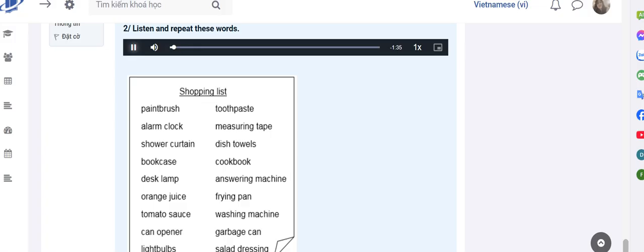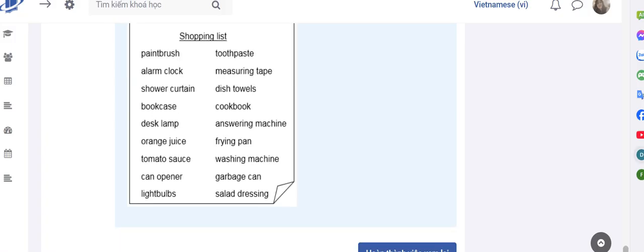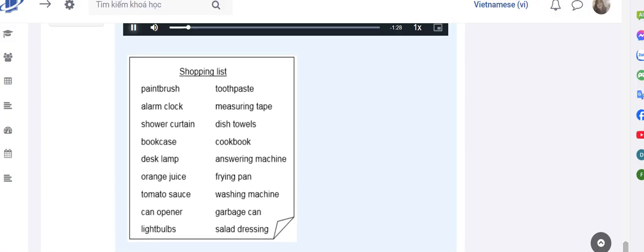Listen and repeat these words. Paintbrush, alarm clock, shower curtain, bookcase, desk lamp, orange juice, tomato sauce, can opener, light bulbs, toothpaste.